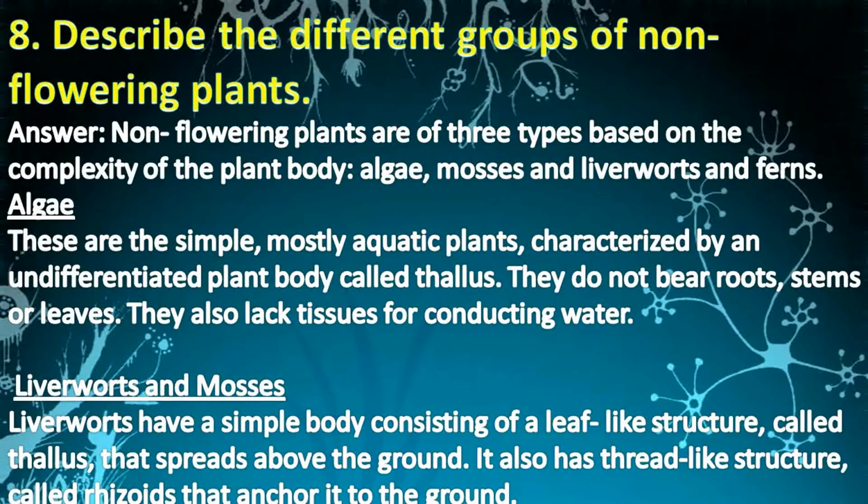Liverworts and mosses. Liverworts have a simple body consisting of a leaf-like structure called thallus that spreads above the ground. It also has thread-like structures called rhizoids that anchor it to the ground.